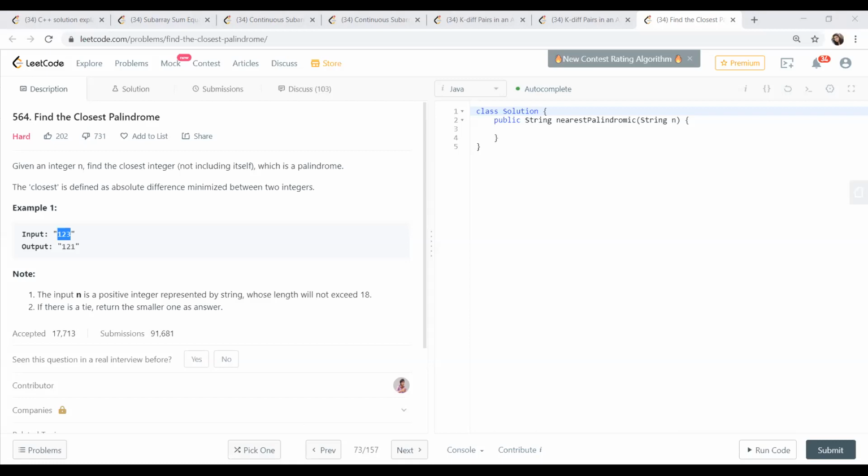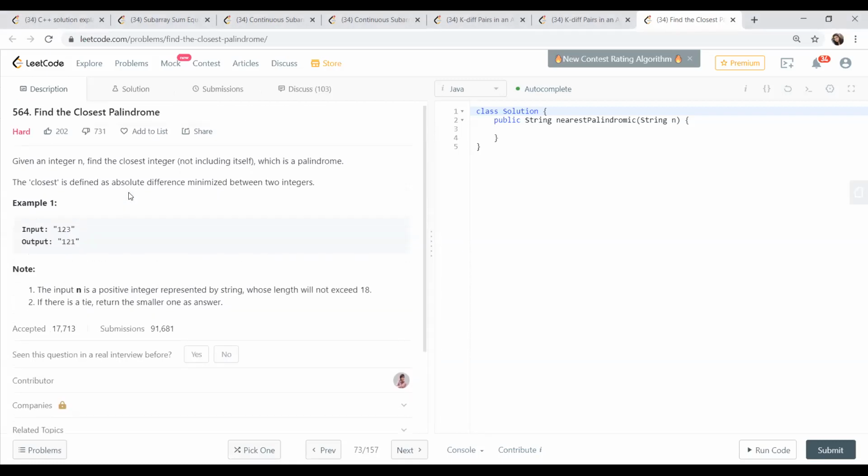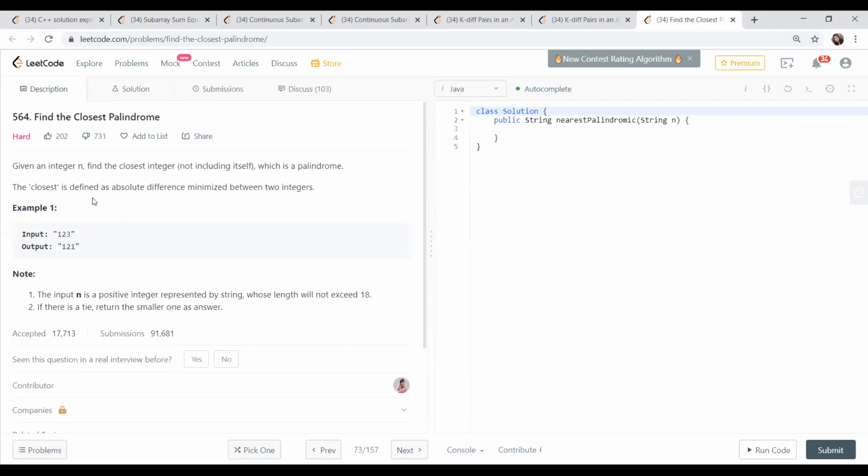So it seems like if the input is 123, the output should be 121. That's the closest palindrome. Closest is defined as the absolute difference minimized between two integers.